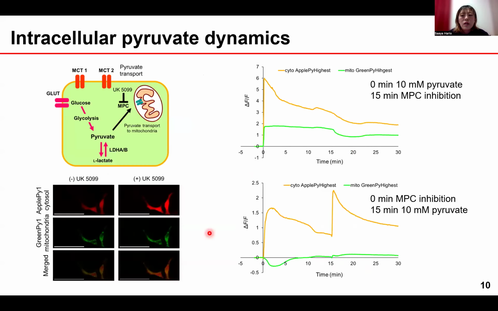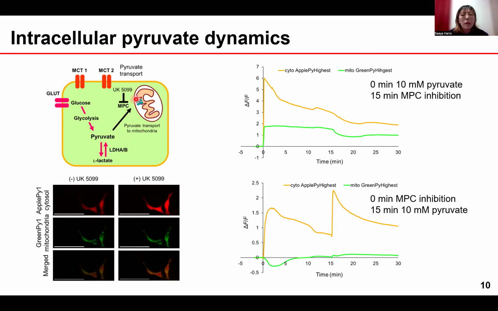Next, to visualize the intracellular pyruvate transport between mitochondria and cytosol, I conducted imaging under pharmacological treatment. I expressed Apple Pi 1 highest, the RFP-based pyruvate biosensor, in the cytosol, and Green Pi 1 highest in mitochondria. Pyruvate is transported from the cytosol to mitochondria through the mitochondrial pyruvate carrier, MPC, which exists in the inner membrane of mitochondria, as a fuel of the TCA cycle.